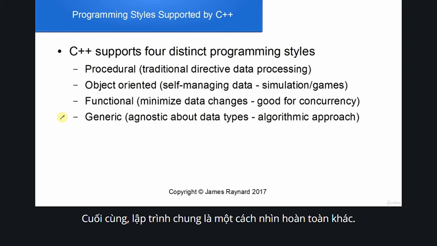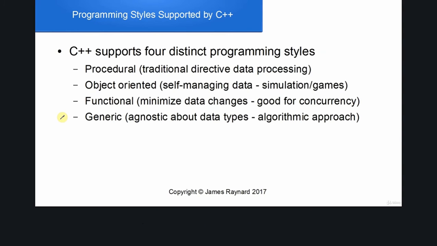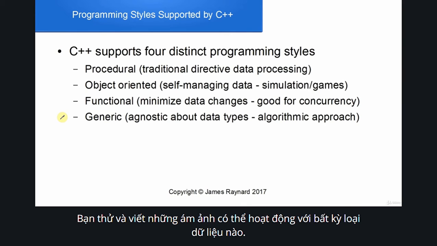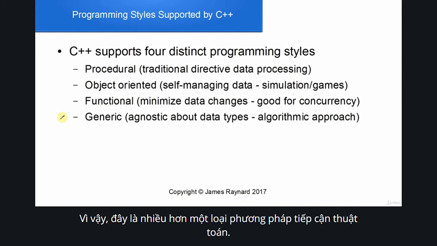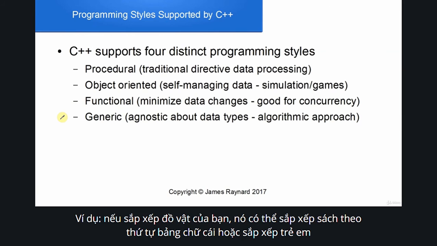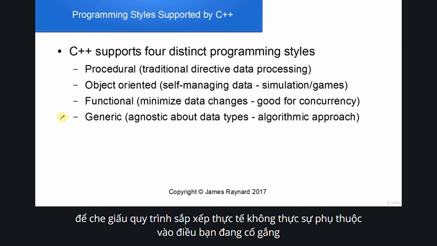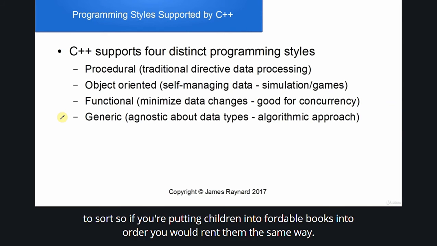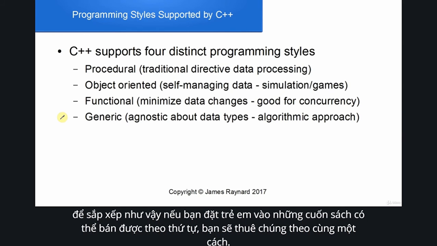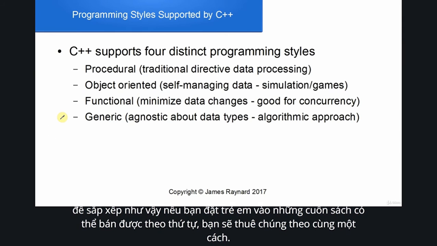Then finally, generic programming, which is another completely different way of looking at it. You try and write programs which can work with any kind of data. So this is more of an algorithmic type of approach. For example, if you're sorting objects, it could be putting books into alphabetical order or arranging children in order of height. The actual procedure for sorting doesn't really depend on the thing that you're trying to sort. So if you're putting children into order or books into order, you would arrange them in the same way.